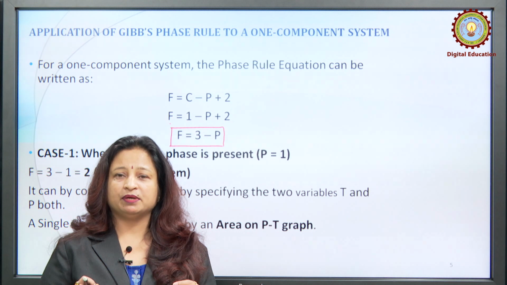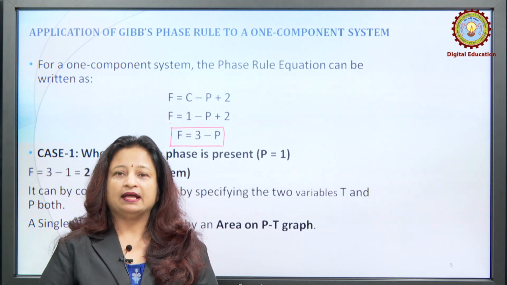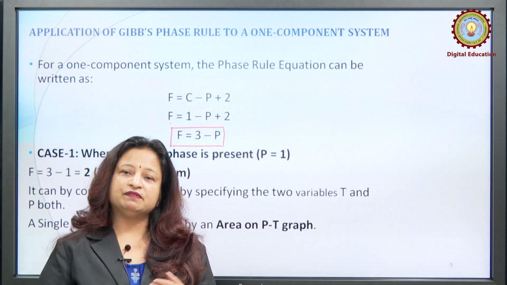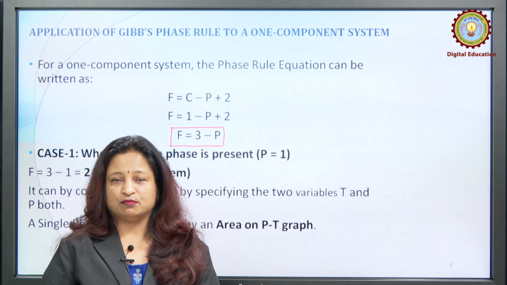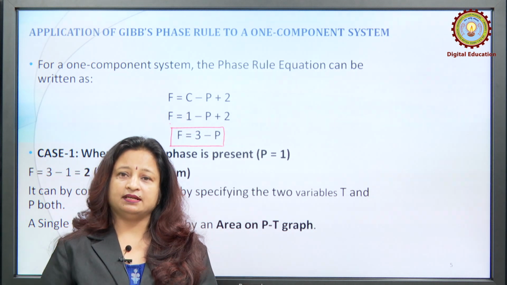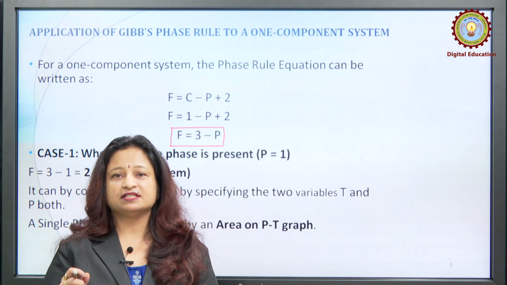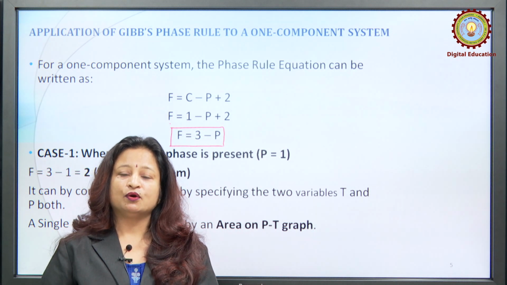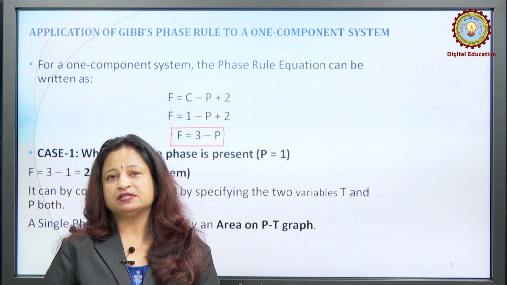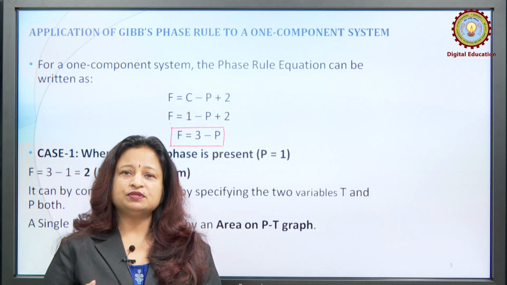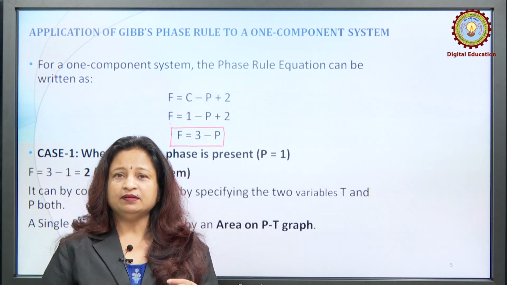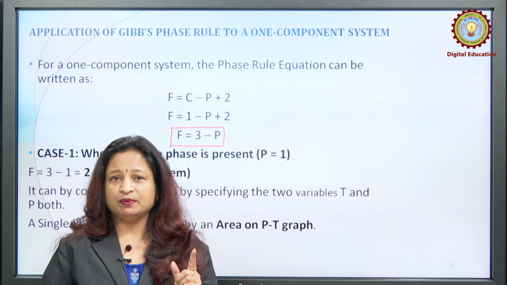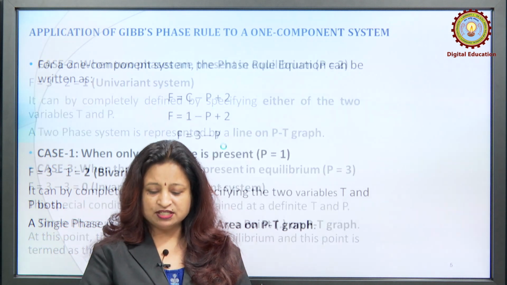So, there is single phase equilibrium present in a one component system, and here 2 variable factors are required to define the system completely. And we will see it further that in a phase diagram of a one component system, there are certain areas which represent the single phase equilibrium. So, it would be a pressure temperature graph, a phase diagram wherein there may be certain areas which would represent the single phase equilibrium. So, dear students, we have considered this first case wherein phase is equal to 1. So, here degrees of freedom is 2 and number of component we have already considered 1 here. Now, let us move ahead.